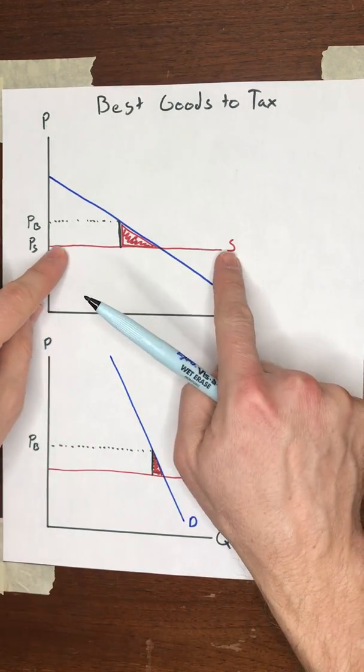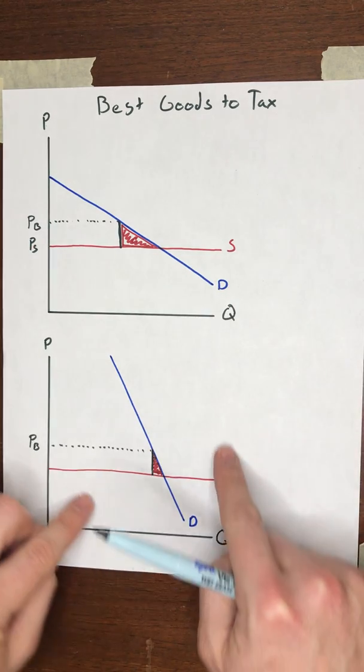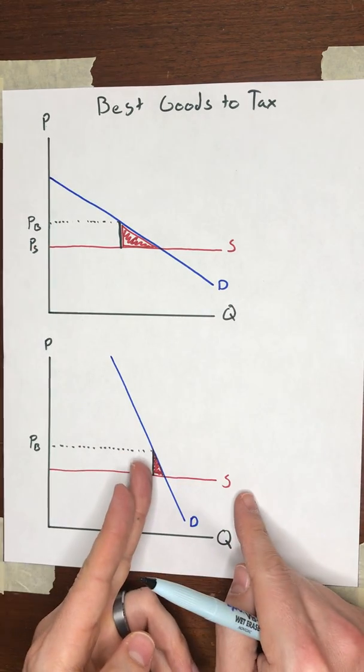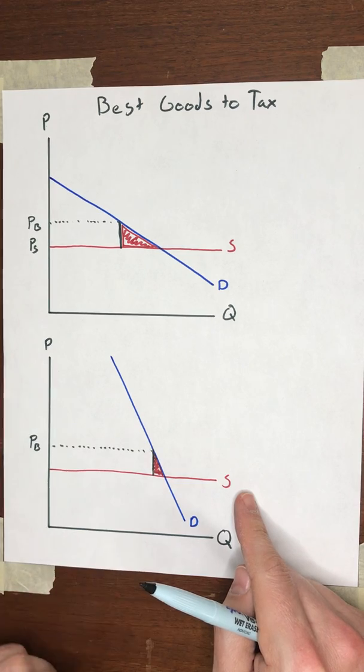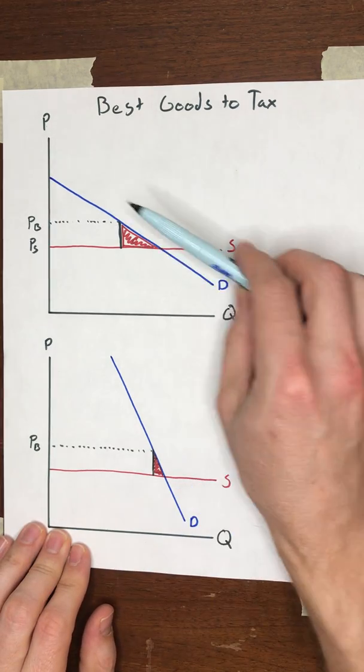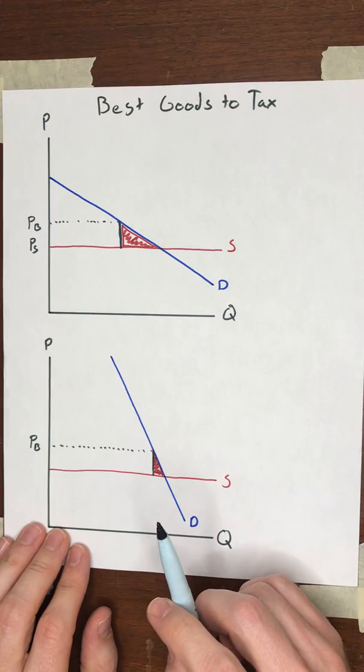Same thing is true of supply, by the way. If we made these supply curves really steep, we could push the tax wedge even closer to the old equilibrium, okay? But I just want to focus on demand in this case.